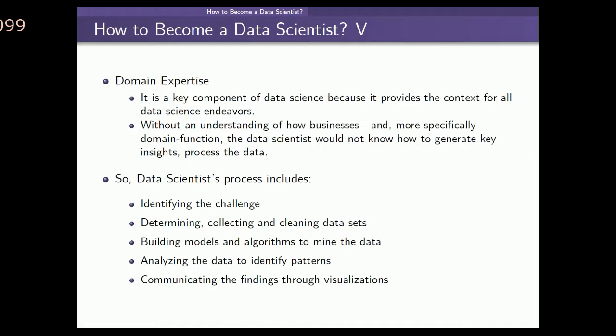So what does the data scientist process include? First, you have to identify the challenge, that is, define the problem statement. After defining the problem statement, you can go ahead with determining, collecting and cleaning the data set. Whatever data you have is big data, meaning large and complex data that we couldn't easily understand, which is unstructured, not having the proper structure.